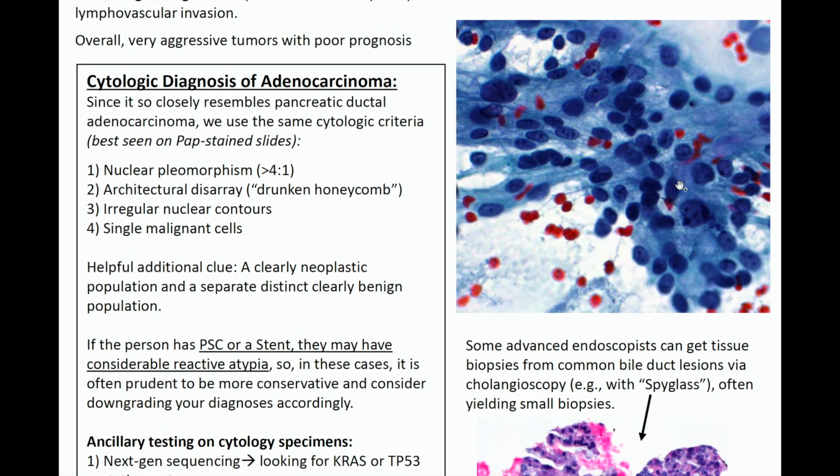And here we have some cytological images of adenocarcinoma, where you can appreciate that architectural disarray or drunken honeycomb appearance. You have some irregular nuclear contours, as well as nuclear pleomorphism. So you could think this cell is at least 4 times bigger than this cell here, or 4 times bigger than this cell here.